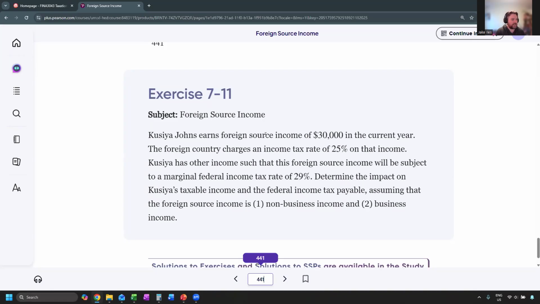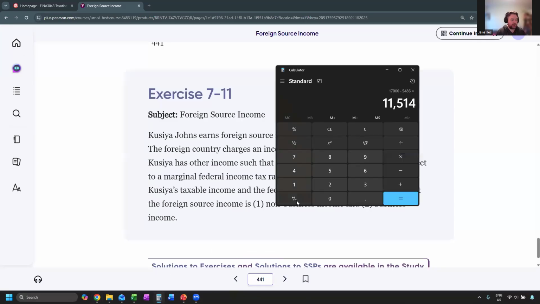John earns foreign source income of $30,000 in the current year. The foreign country charges an income tax rate of 25% on that income. So John received $30,000, but the foreign government held on to $7,500. It just says foreign country. Let's just say US for an example.